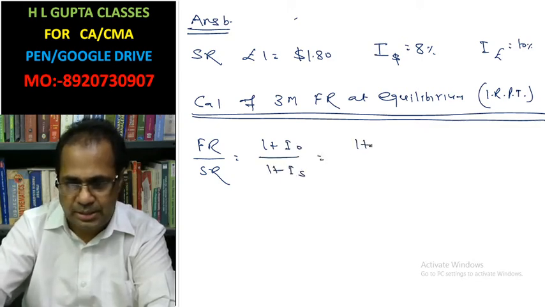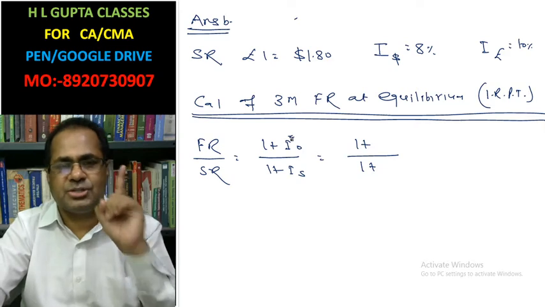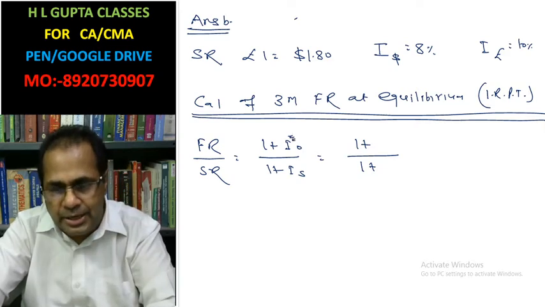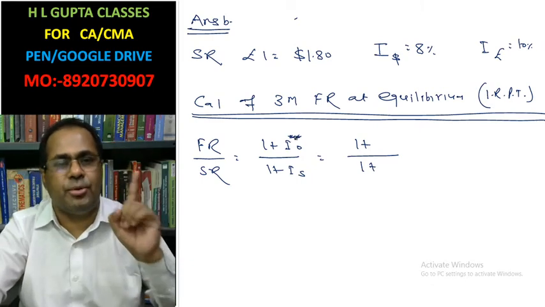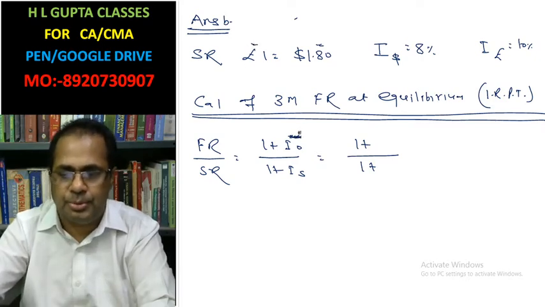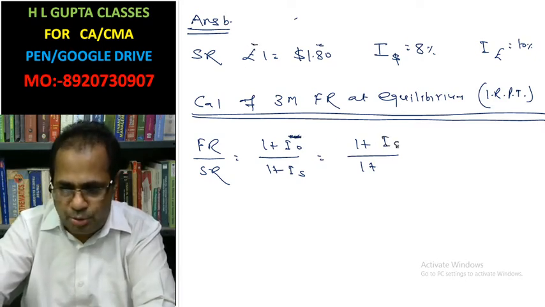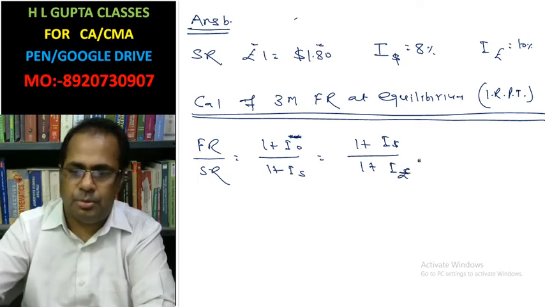Please try to understand. What is 1 plus interest? This is the currency, and this is the interest of that currency, which is for a number of units. In this case, this is a single unit. Interest rate for a number of units: that is the interest rate of the dollar, and here the interest rate of the pound.